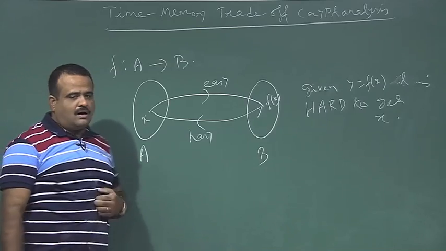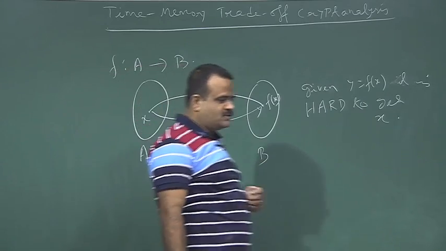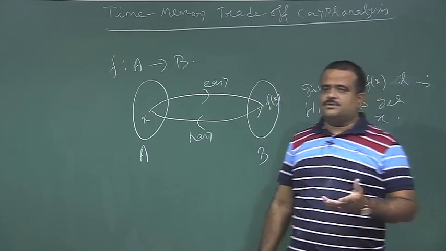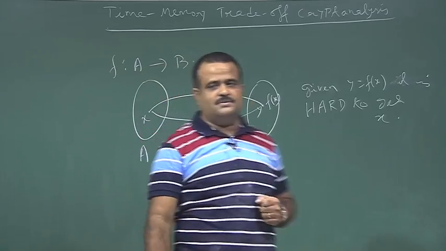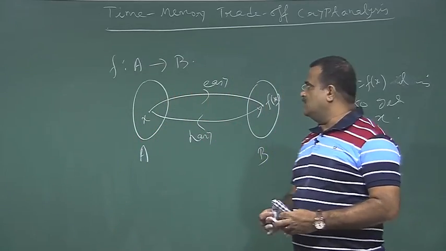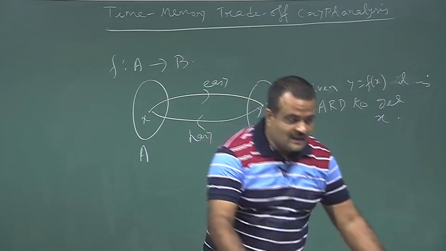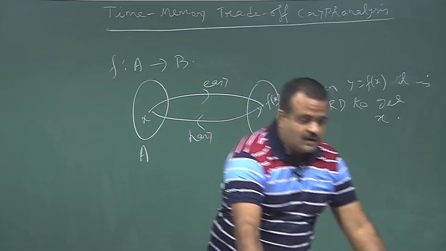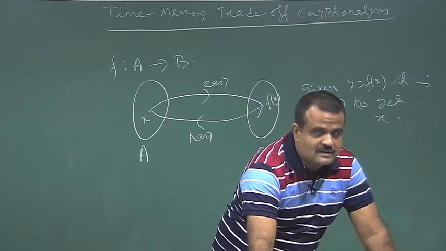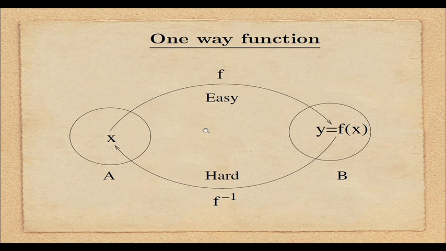So, we will see how cryptographic primitives like block cipher, stream cipher and other primitives also can be viewed as a one way function. An attack on a block cipher is basically inverting such a one way function. Here we have an x, we can easily compute f of x, and from f of x it is hard to get x. So, this is the one way function.